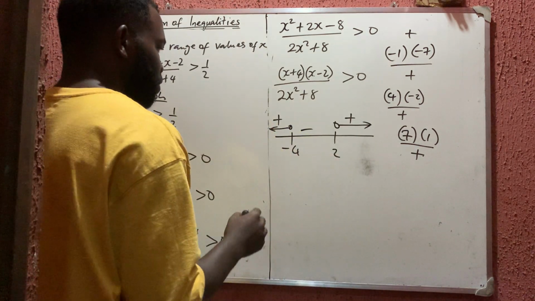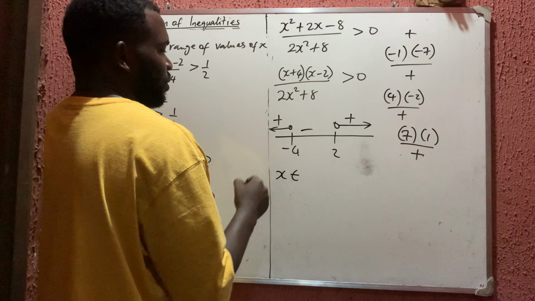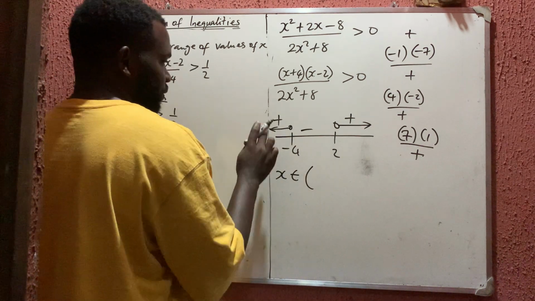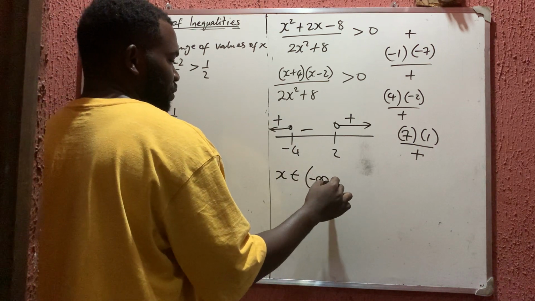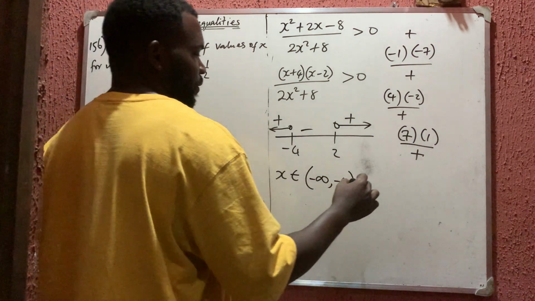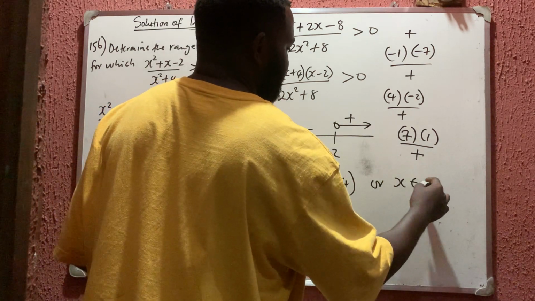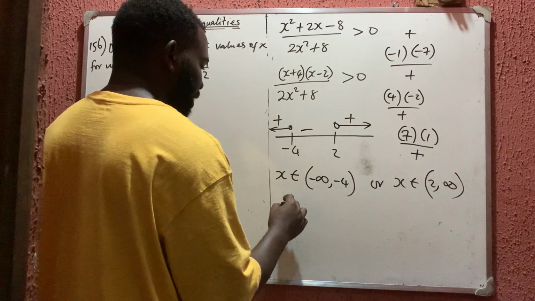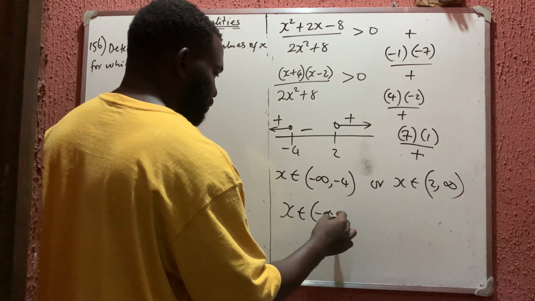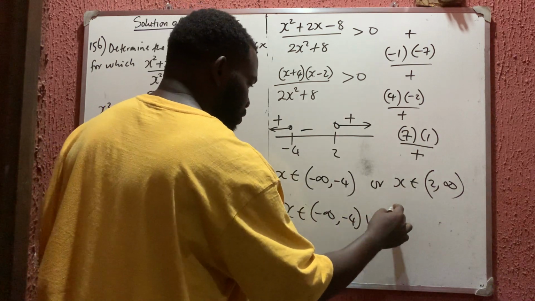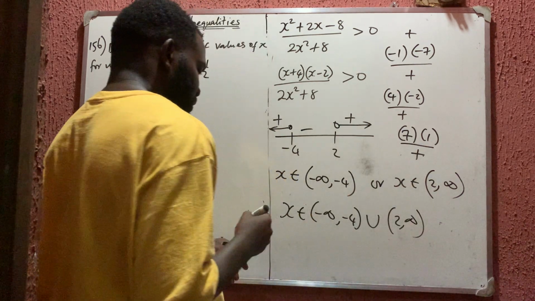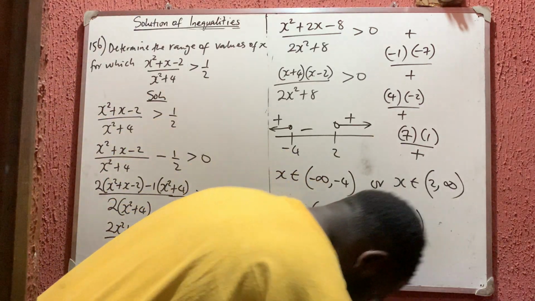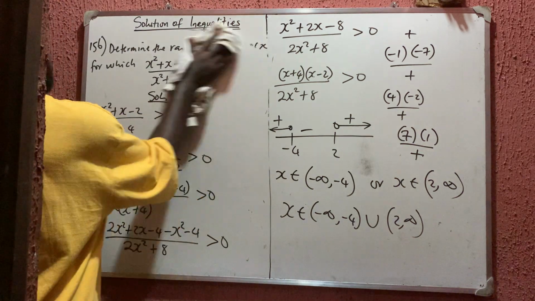So the solution to this equation say that what? So x is an element of, from negative infinity to minus 4, or x is an element of from 2 to positive infinity. So we now have that x is an element of minus infinity comma minus 4 union 2 comma infinity. So that I'm using open bracket because there is no equality sign here. So this is very, very simple. So we move to the next question.